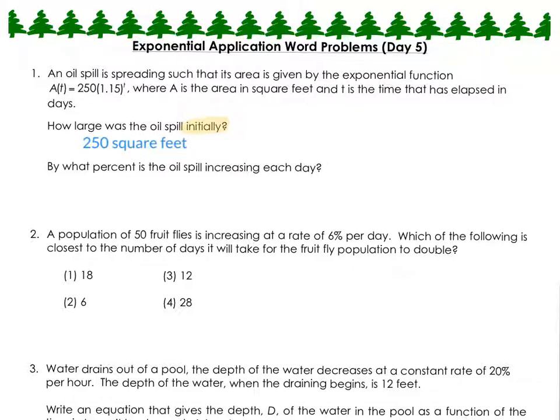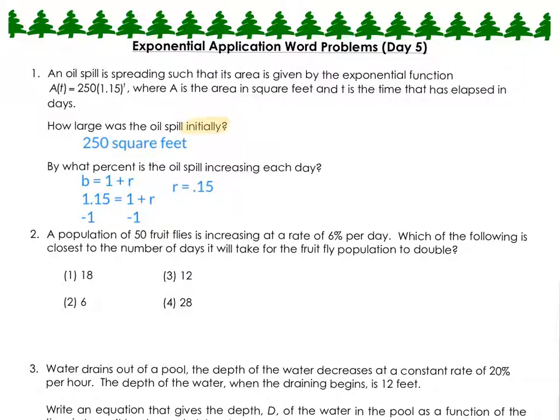So square feet. What percent is the oil spill increasing each day? Well, remember we talked about this a little bit in class. When we have this increasing, it's the 1 plus the rate. So that 1 plus r is what the b value represents since it's an exponential growth. So I know that the b value, by looking at my equation, is 1.15. So I could put that in place of b, and that equals 1 plus the rate. So in order to solve for the rate, I could subtract 1 from both sides, and then that would give me my r value. So I can say that the r value here is 0.15.